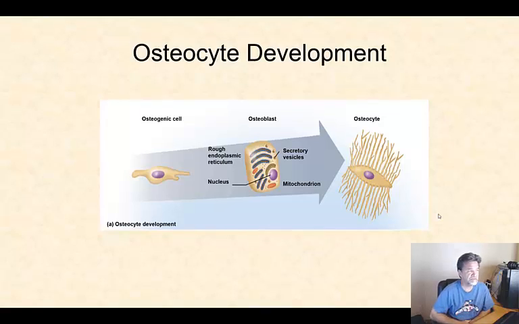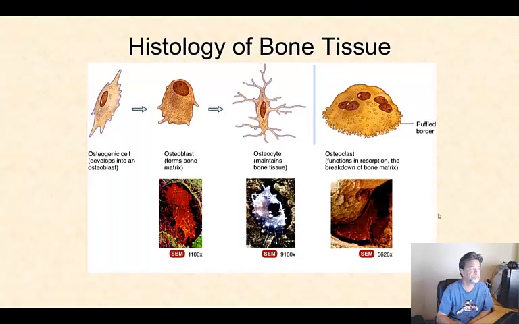So how do osteocytes develop? This is a great shot here. We start with some type of osteogenic cell. It gets a signal. Hey, we're going to need more osteoblasts. The osteoblasts are formed, rich in organelles, as they begin to manufacture and secrete the matrix around them. Then we get the formation of the osteocyte.